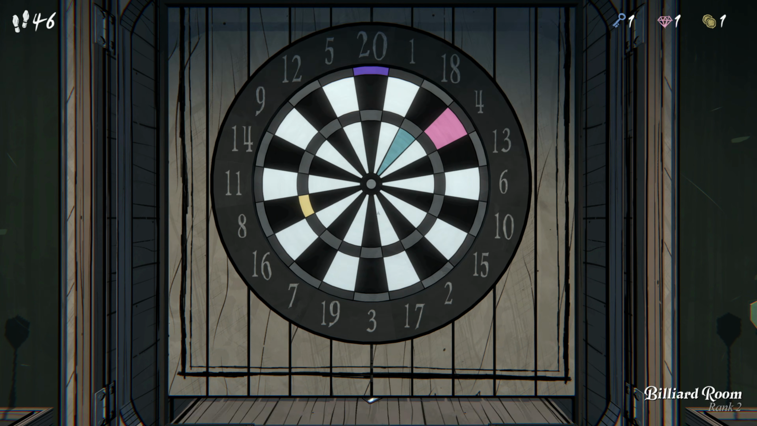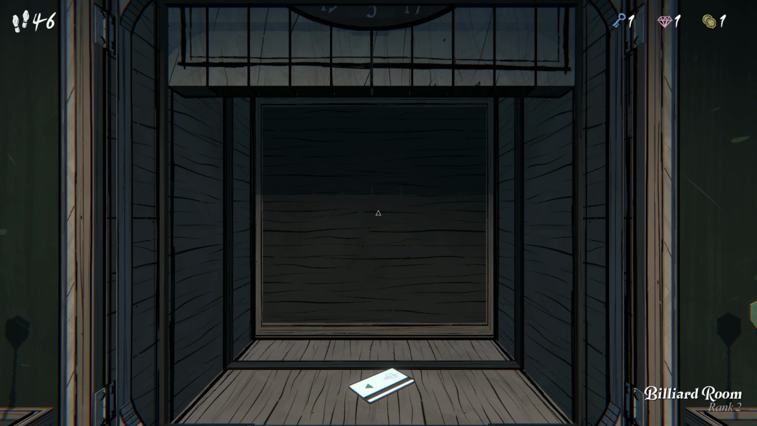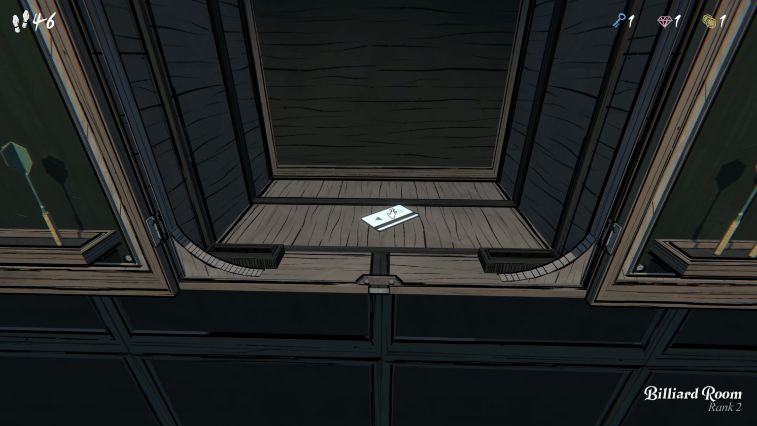You'll open up the dartboard to get the rewards inside, and you can find something called an upgrade disc on the map to make them easier once they get really, really hard.